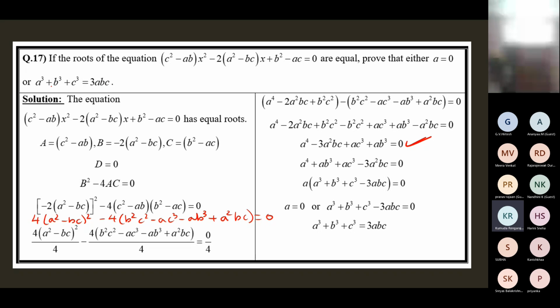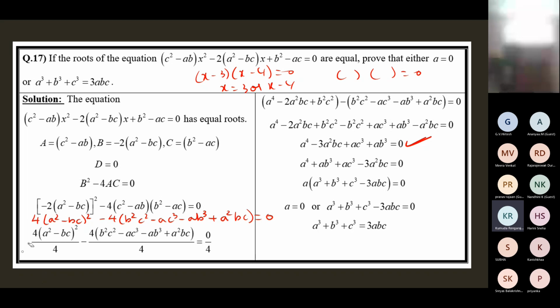I see the result. The result has 3abc on one side. Oh no, here it is. The result is, you'll have to prove that a is equal to 0 or a cube plus b cube plus c cube is equal to 3abc. Remember when we solve a quadratic equation, when you have (x minus 3) into (x minus 4) equal to 0, you will say x is equal to 3 or x is equal to 4. So probably you're expecting a product equal to 0 here.